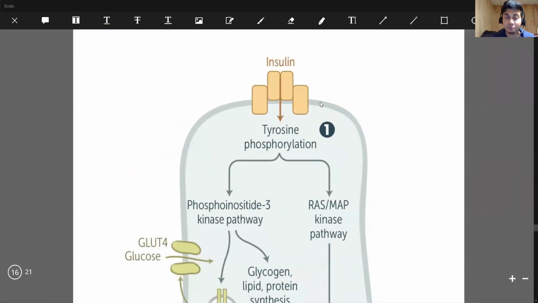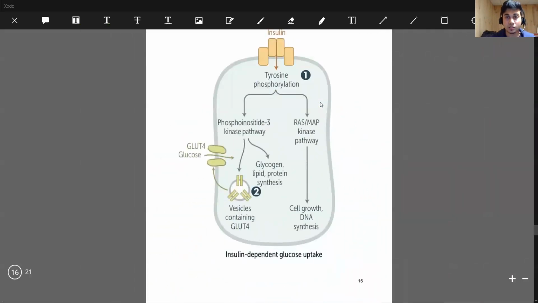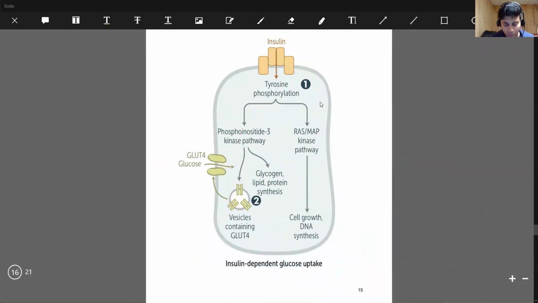Now, the insulin function: how insulin works. There are several actions of insulin. Usually we say that insulin is an anabolic hormone. That means it's a building block hormone. It likes to build things. Now, how exactly does it work?